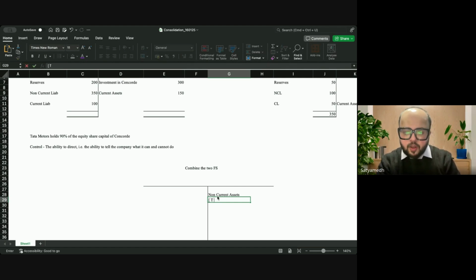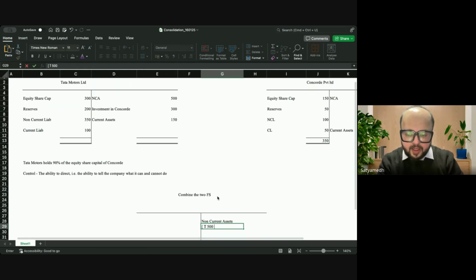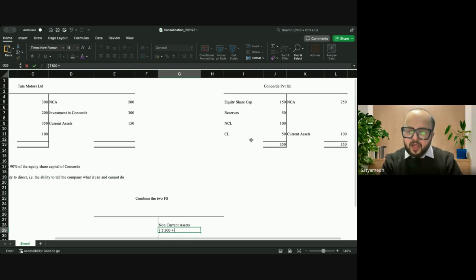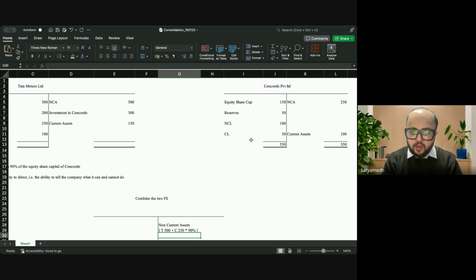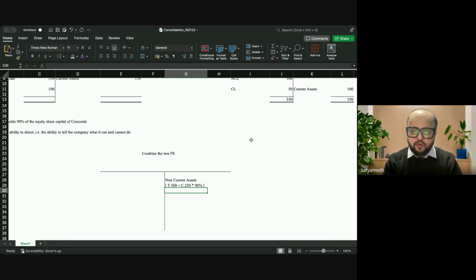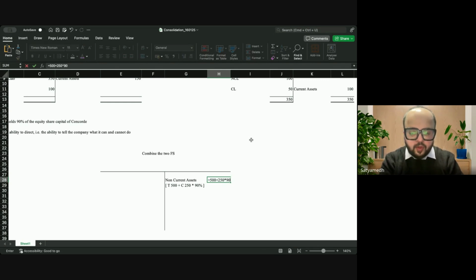ठीक है, टाटा मोटर्स का खुद का कितना है नॉन करंट असेट 500 एंड सामने वाला कंपनी कॉनकॉर्ड प्राइवेट लिमिटेड, उसका नॉन करंट असेट कितना है, सी इज कॉनकॉर्ड. ठीक है, उसका नॉन करंट असेट है 250. बट इफ आई एड 250, डोंट यू थिंक दैट इज आल्सो मिसरिप्रेजेंटेशन. पूरा 250 मेरा नहीं है, आई एम अ 90% ओनर. तो if I am a 90% owner, सब चीज का 90% is mine. So 250 into 90%. अच्छा, this is not the actual method of consolidation. I am just showing it to you for better understanding. Non-current asset कितना होगा 500 plus 250 into 90%.